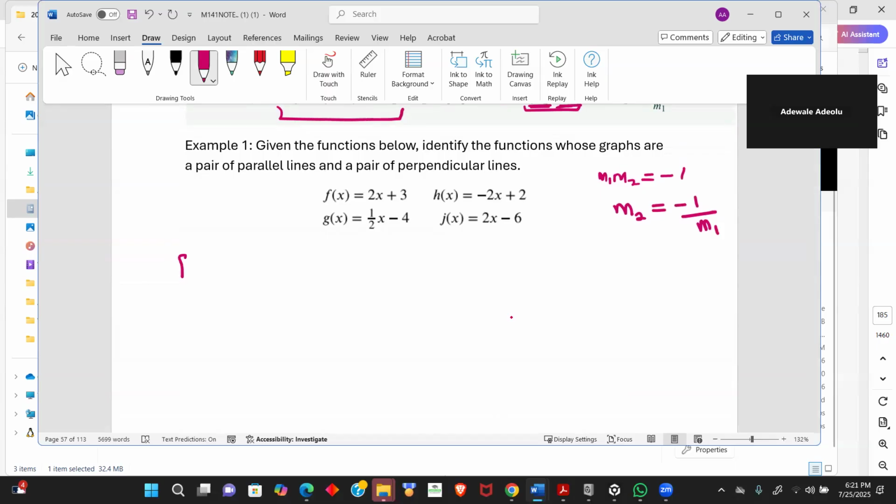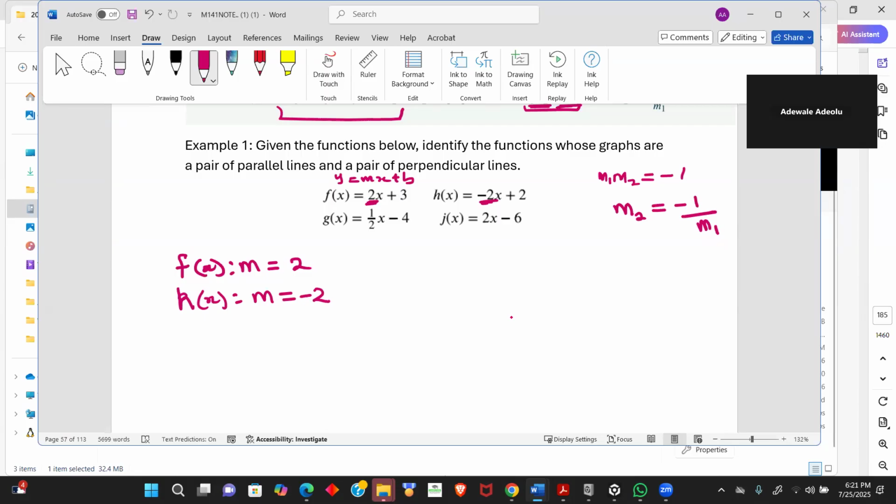For f of x, the slope is 2. Can you see that? In terms of y equals mx plus b, we can identify the slope there is 2. For h of x, the slope is -2, right? It's -2. We can make some conclusions there.